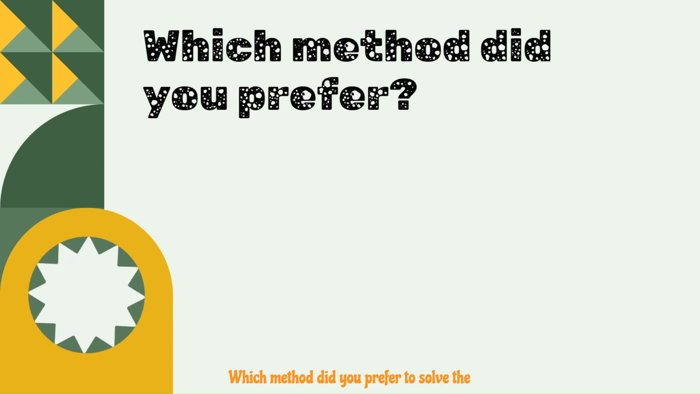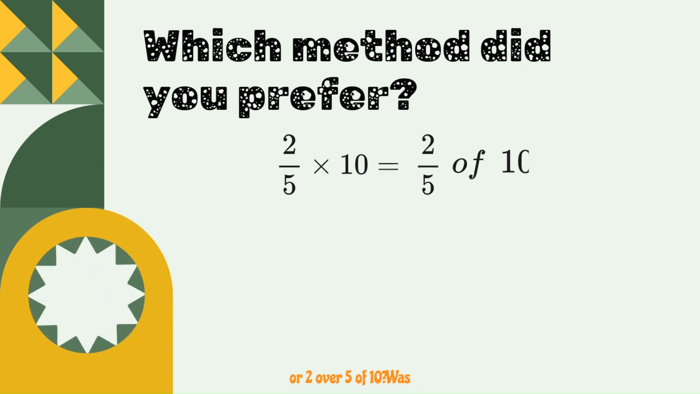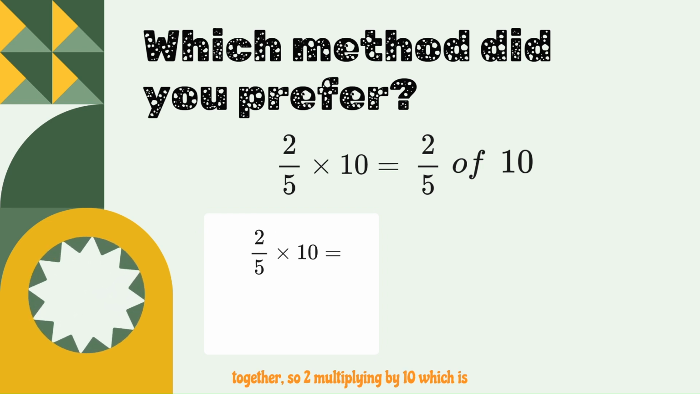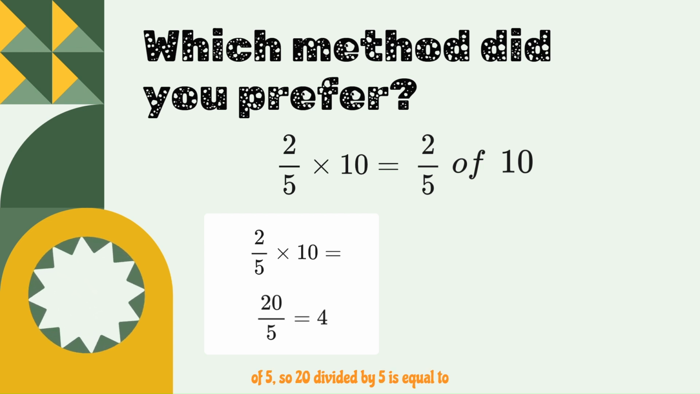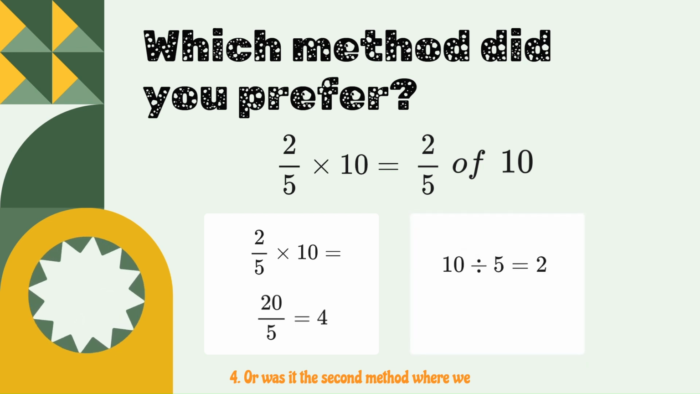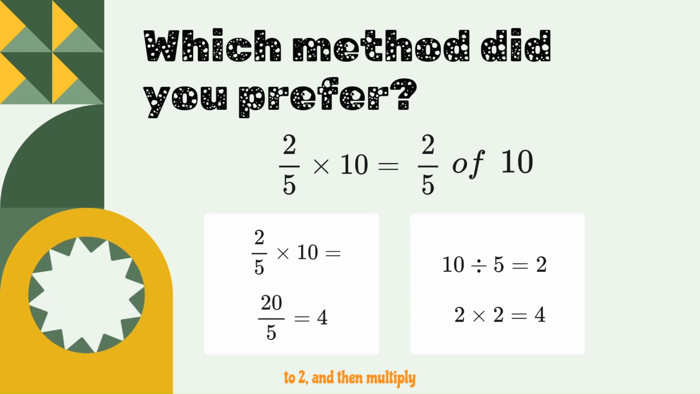Which method did you prefer to solve the question 2 over 5 times 10 or 2 over 5 of 10? Was it the first method where we multiplied the numerator and the whole number together, so 2 multiplying by 10 which is 20, and we divided it by the denominator 5, so 20 divided by 5 is equal to 4? Or was it the second method where we divided the whole number by the denominator, so 10 divided by 5 is equal to 2, and then we multiplied 2 by 2 which is equal to 4?